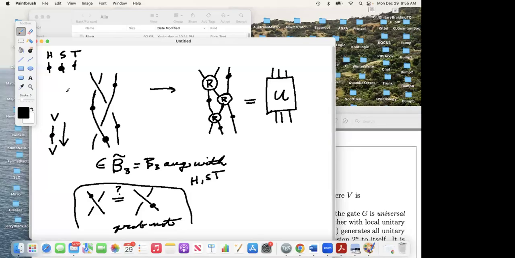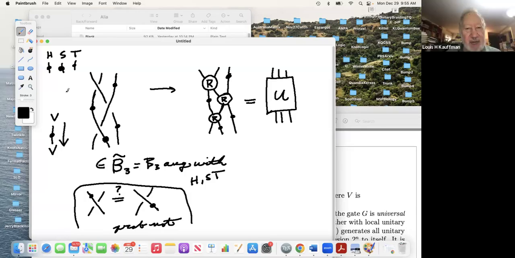Excuse me, do you have a text? It's much more complicated than the braid group itself, and B3 tilde is not intrinsically topological.